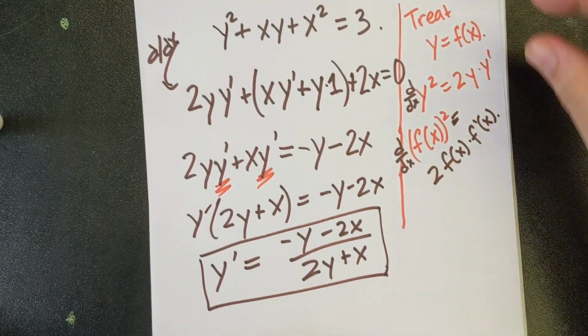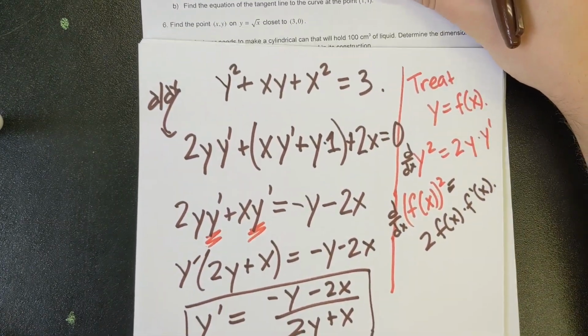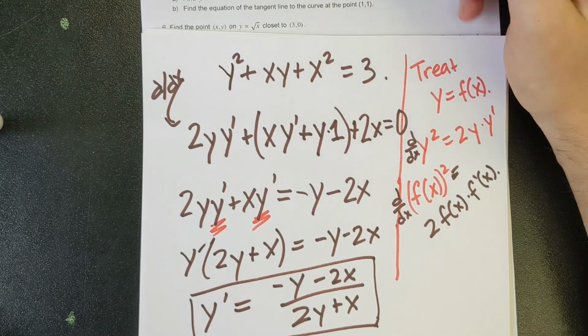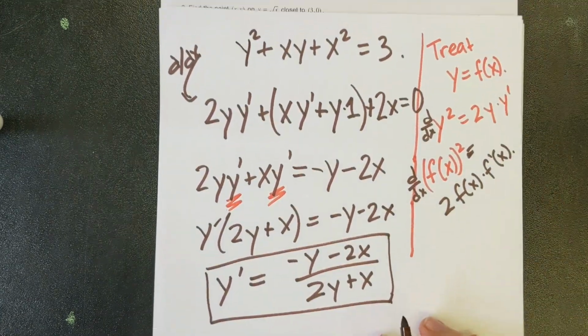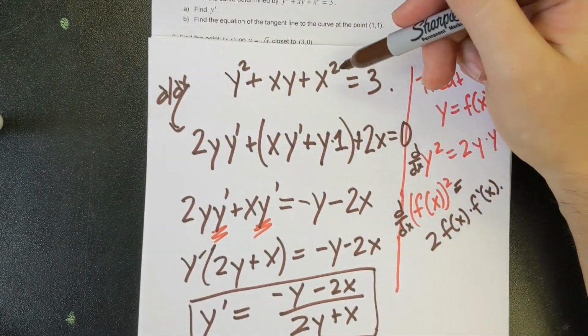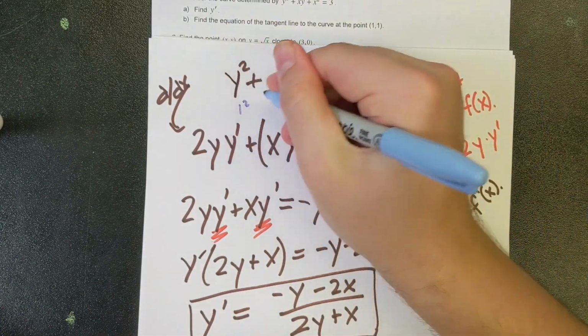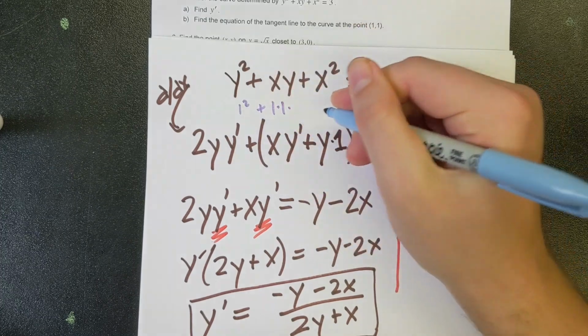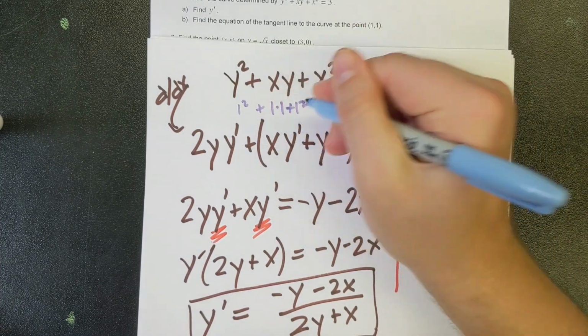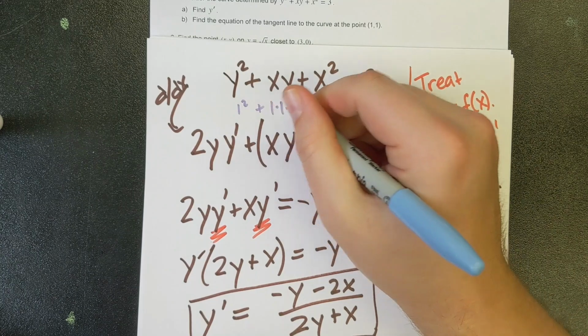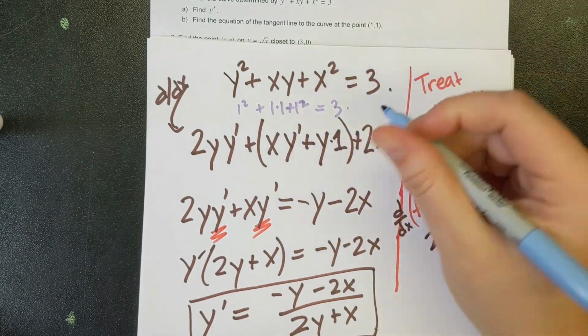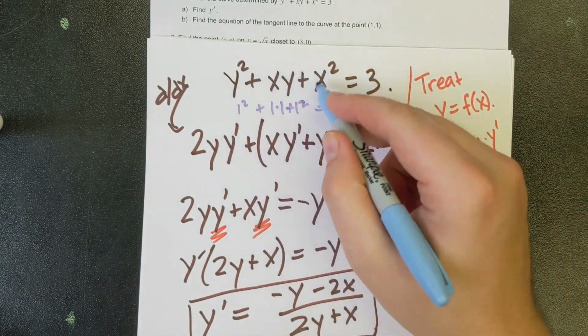The problem then goes on to ask for a second thing. It says, what's the equation of the tangent line at the point 1, 1? So notice 1, 1 is a solution to this. If you plugged in 1, you'd have 1 squared plus 1 times 1 plus 1 squared. And this comes out to be 1 plus 1 plus 1, which is 3. So 1, 1 lies on this graph.